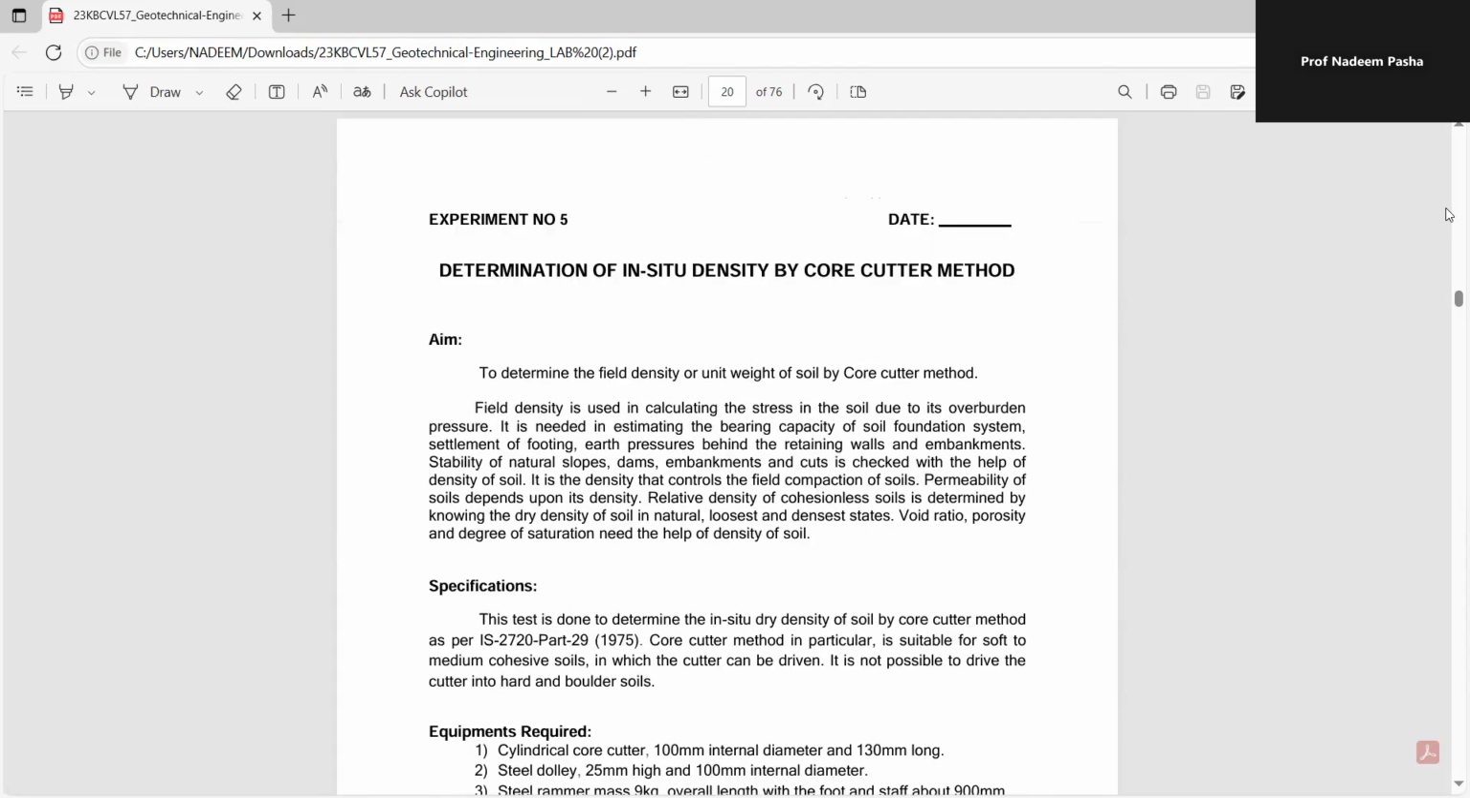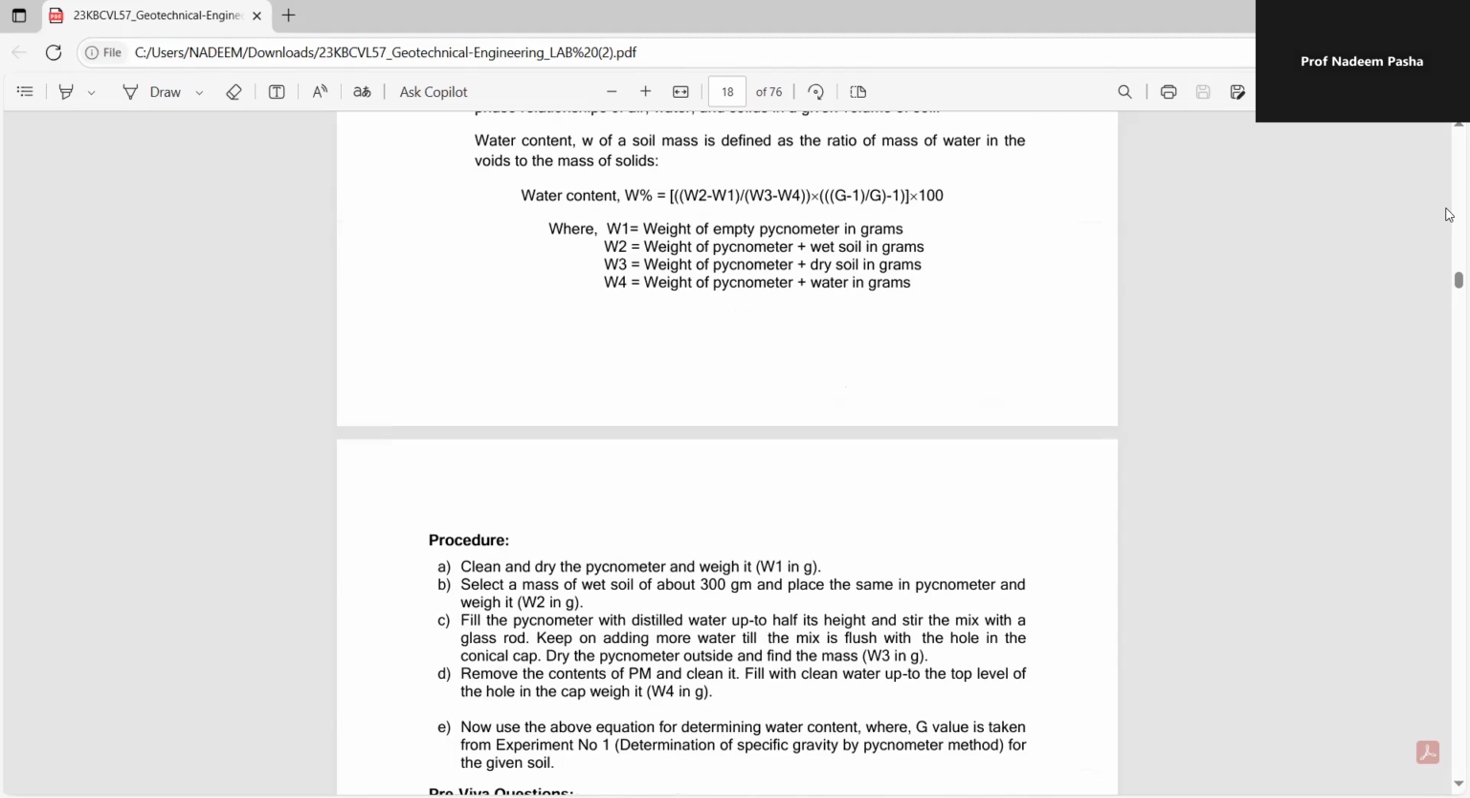Field density is used in calculating the stresses in soil due to its overburden pressure. It is also needed in estimating the bearing capacity of soil foundation system, settlement of footing, earth pressure behind the retaining walls and embankment. The stability of natural slopes, dams, embankments, and cuts is checked with the help of density of soil. It is the density that controls the field compaction of soil. Permeability of soil also depends on density. Relative density of cohesionless soil is determined. So for all this we need density.